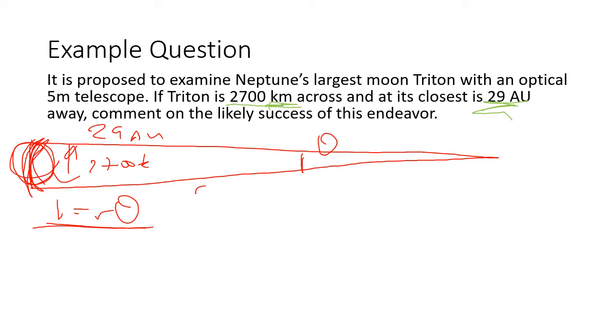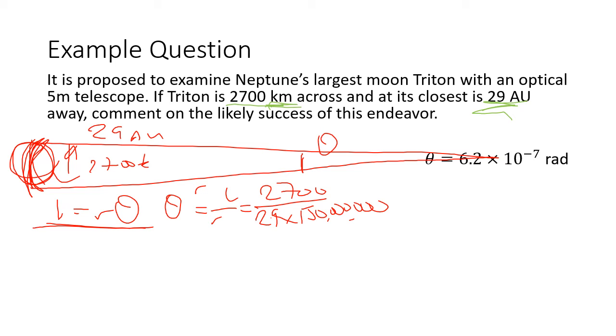So we're going to end up with theta equal to L over R, which is equal to 2,700 kilometers divided by 29 AU. And I just happen to know, you'd have to go to your data sheet, that 1 AU is 150 million kilometers. Okay, so that's our sum. That will work out theta in radians. And it turns out to be 6.2 times 10 to the minus 7 radians.